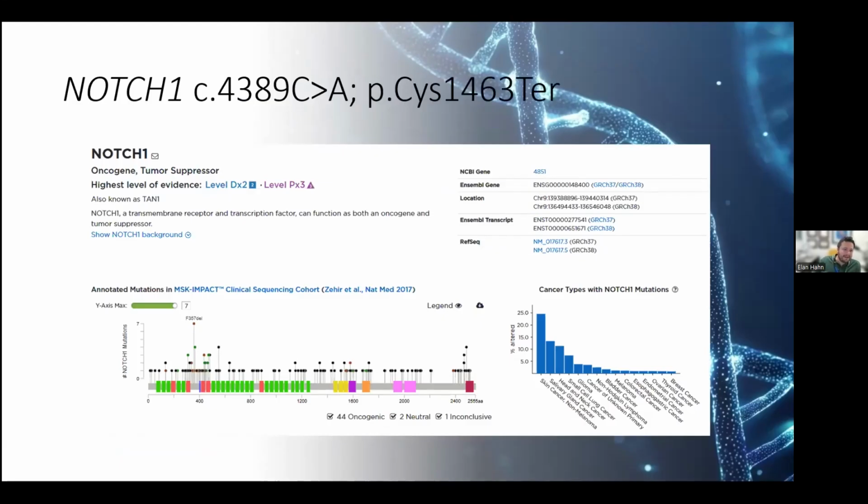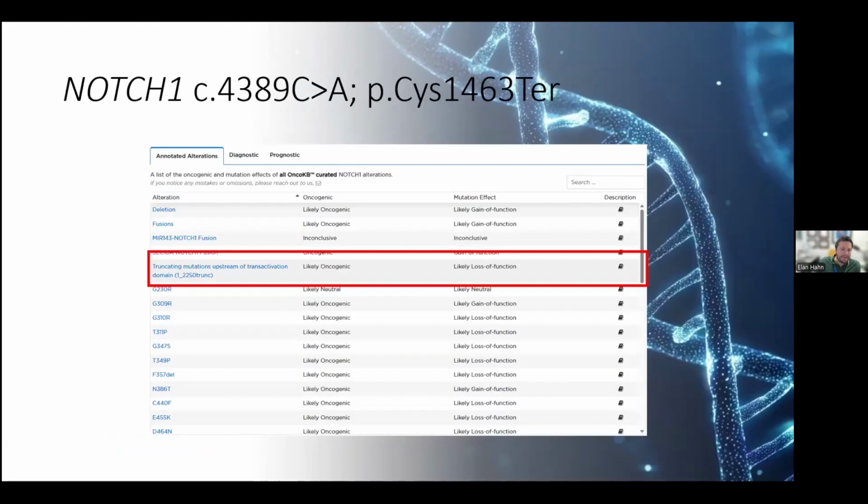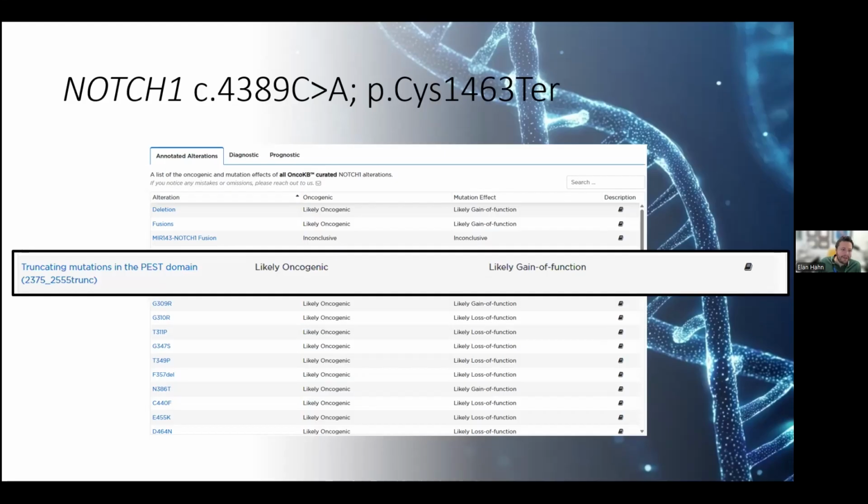Here is the view of Notch1 in OncoKB. Interestingly, Notch1 can function as a tumor suppressor and oncogene. So you have some variants that are oncogenic for loss of function, like truncating mutations upstream of a certain region. And you also have certain mutations that are considered gain of function and oncogenic, and those would be truncating mutations in a specific domain that regulates Notch1. So if you lose the regulation, you'll cause overactivity that will then lead towards oncogenicity.